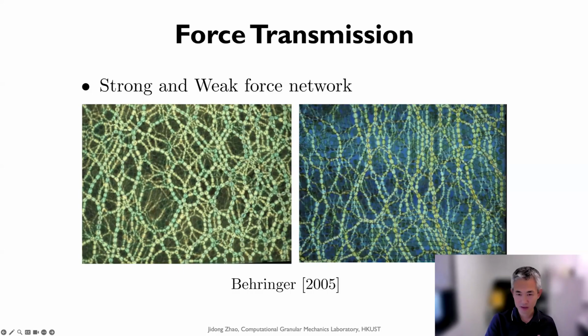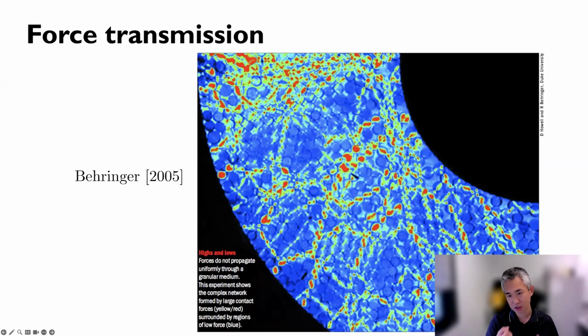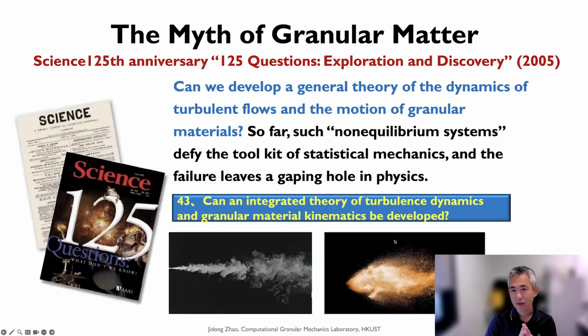So this is the observation here. This is a further examination. If you continue to shear it in a ring shear test, you can see the continuous intermittent buckling and re-establishment of these strong force chains during the shearing process. That's why granular matter has been listed by Science, in its 125th anniversary, as one of the 125 questions unanswered.